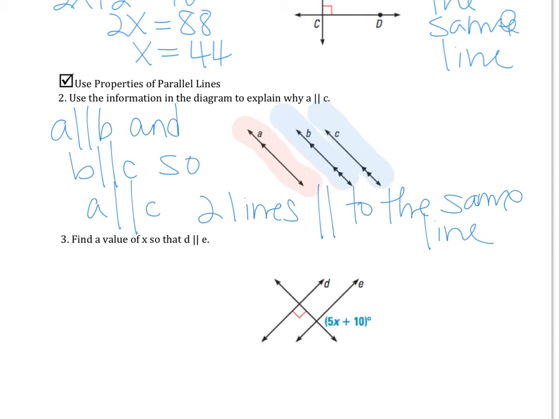Find the value of x so that D is parallel to E. Well, for D to be parallel to E, this also must be perpendicular. So that means 5x plus 10 must equal 90.